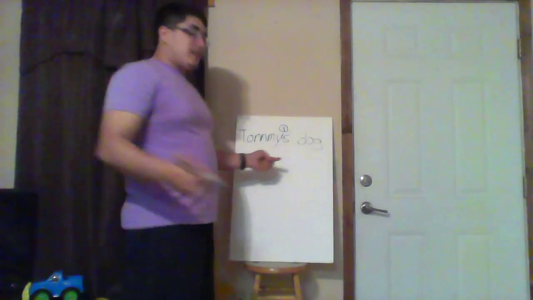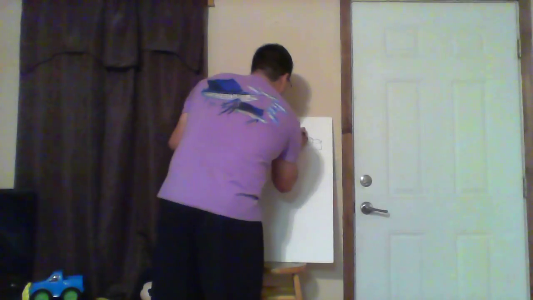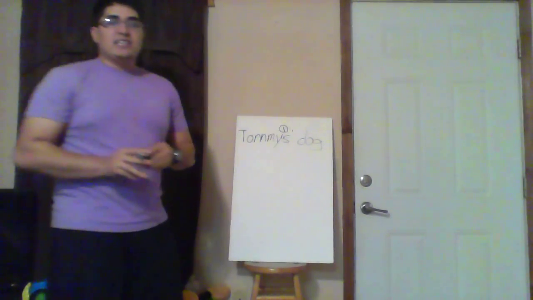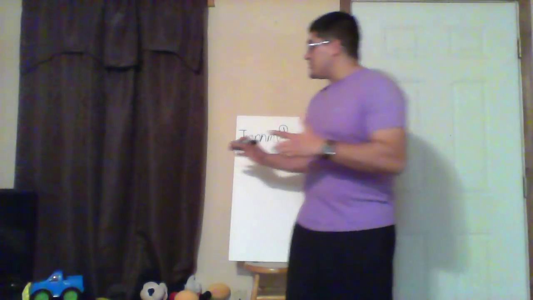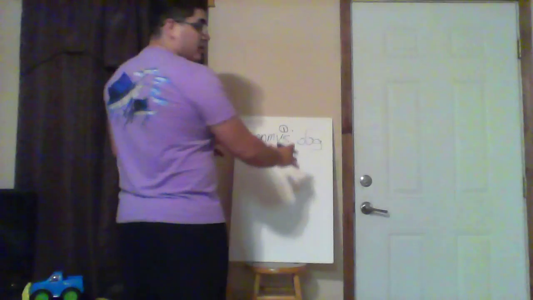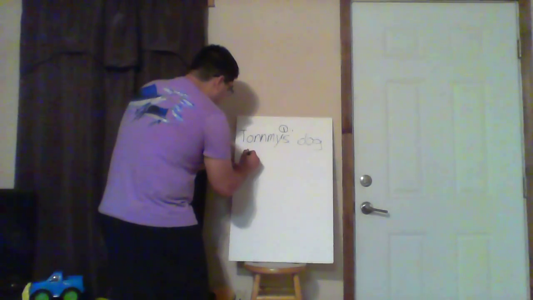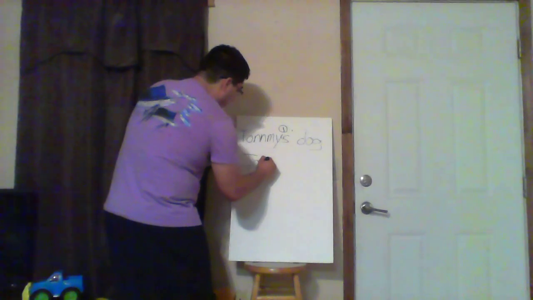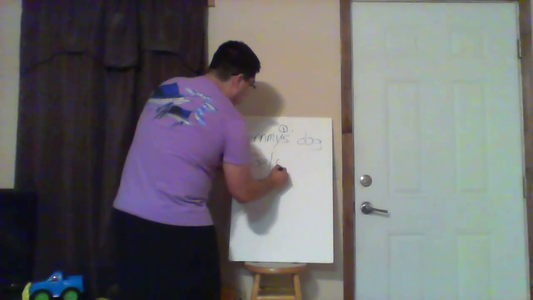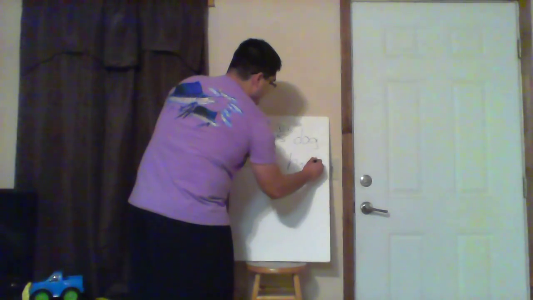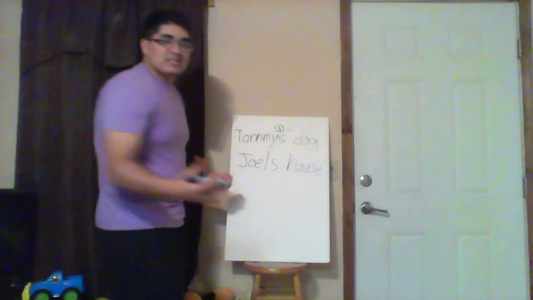Another reason why this goes here, because if you put it here, it's totally different. After the S, that's showing that there's more than one Tommy. It's to show that he owns it. This is Tommy's dog. It's trying to show that it's his. Another example is Joel's house. You're trying to show that it's Joel's, that he owns it.